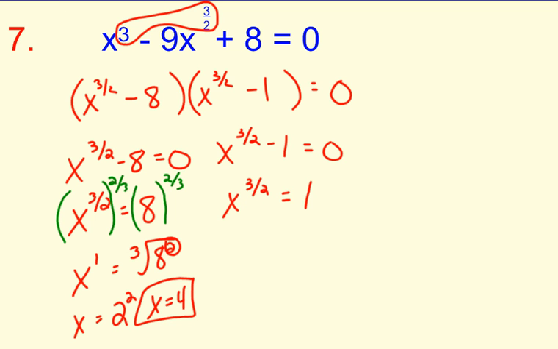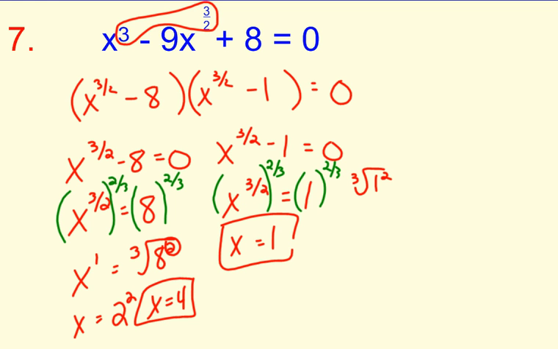Over here, I would do the same thing. Take it to the 2/3 power. So I have x equals, and I know anything that's getting done to a 1 is still going to be a 1. If you really want to write it, you could say the cubed root of 1 squared. Cubed root of 1 is 1, 1 squared is 1. So I get 1 and 4.